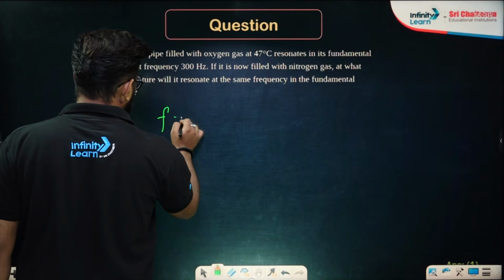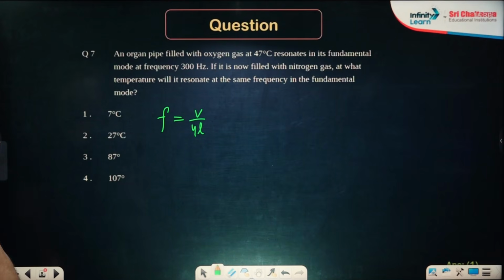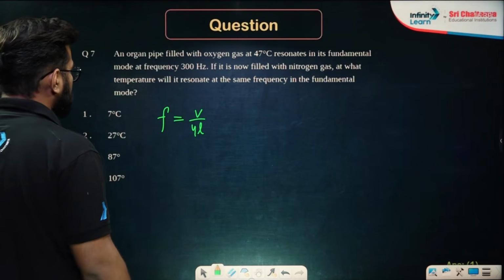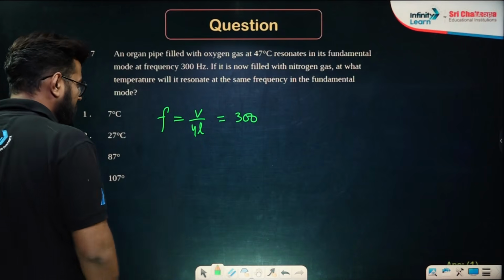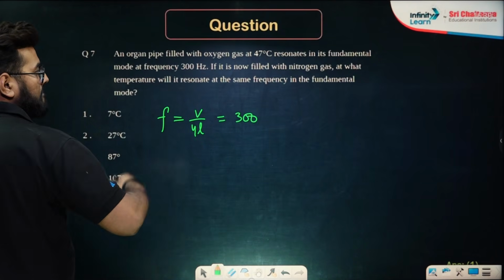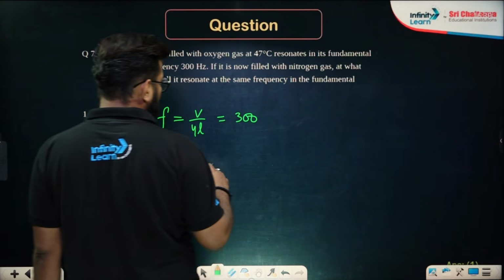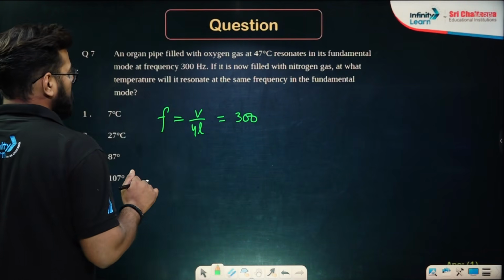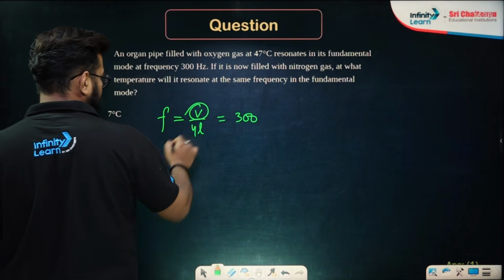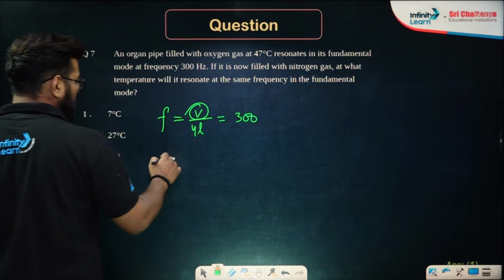and the frequency over here is V by 4L. Let's say I'm talking about an open organ pipe, correct? And this eventually is turning out to be how much? 300 Hertz. Now you want the same frequency. The gas over here now is nitrogen, and the temperature we need to find out. So the basic point over here is the velocity should be the same because the length of the pipe is already the same. Correct? So the velocity for both of them should be the same.